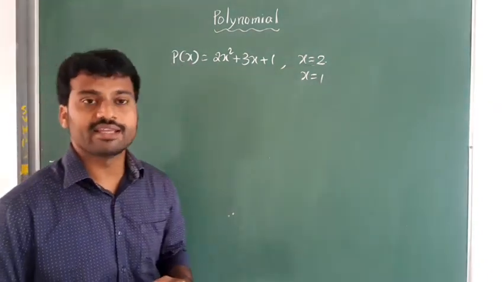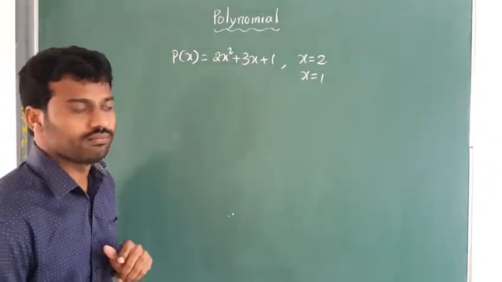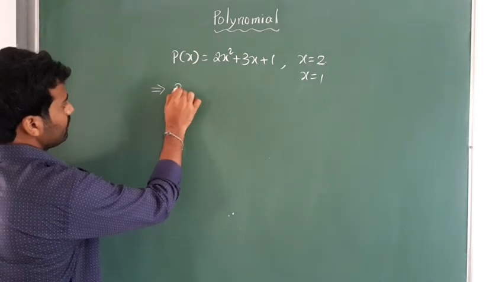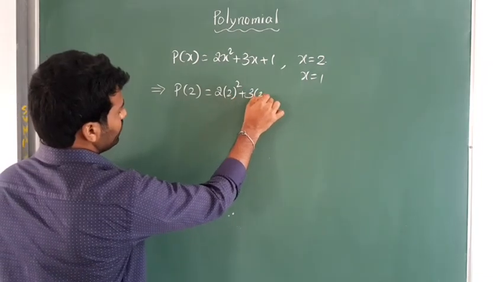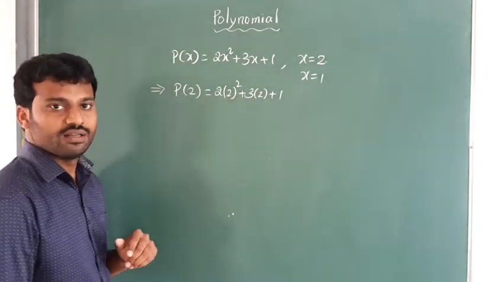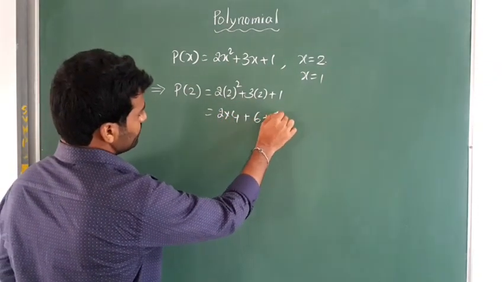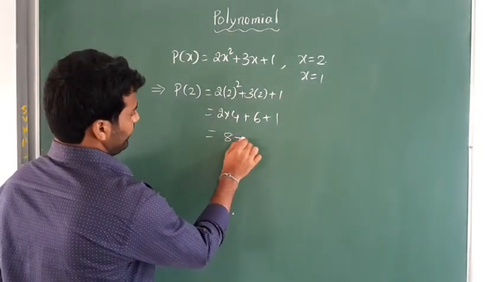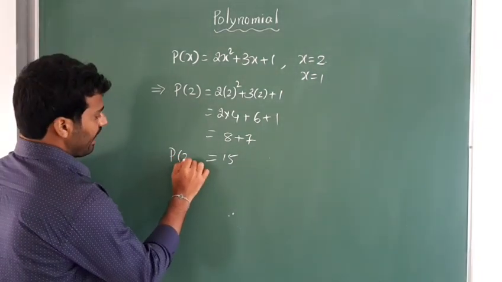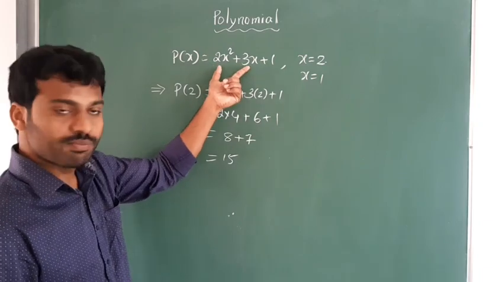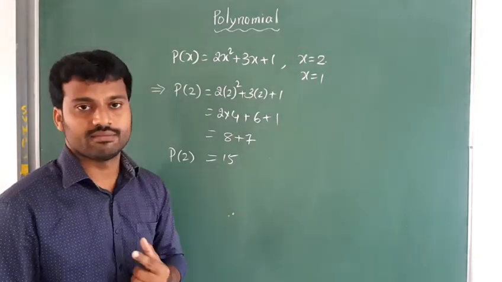So first I will go with x = 2. Wherever you have x, just substitute 2. So the simple one, p(2) = 2 × 2² + 3 × 2 + 1. Clear? So 2 × 4, 3 × 2 is 6, plus 1. 8 plus 7 is 15. So the value of this polynomial at x = 2 is what? 15. Clear or not?